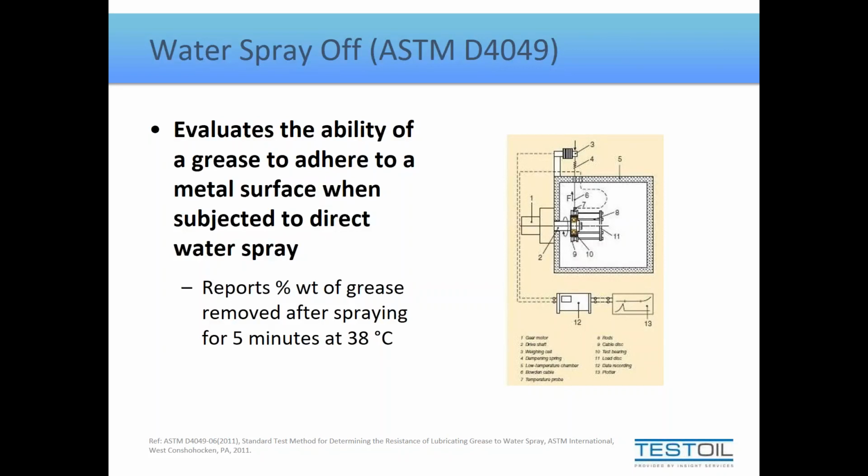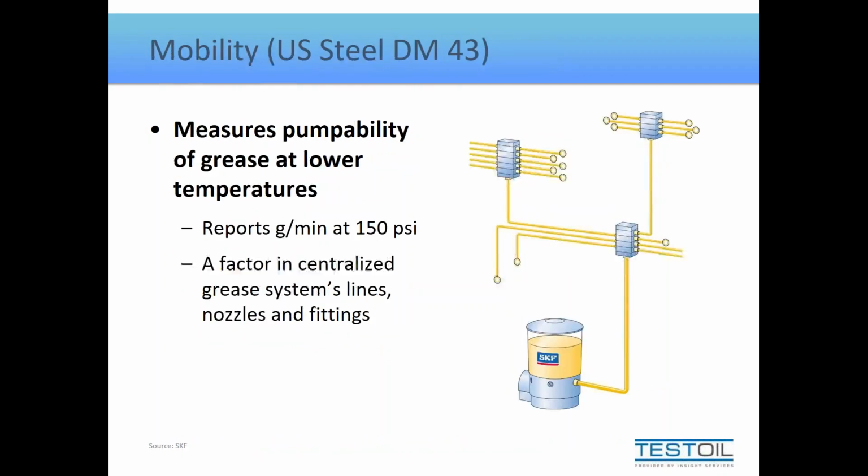Now, one of the other performance property tests that doesn't belong to ASTM but is often reported is a US Steel DM43 mobility test. This test characterizes what is the flow rate in grams per minute at 150 psi. So you need to be aware of what temperature it's run at, and make sure again that you're comparing apples to apples, or at least reasonable apples to apples, that you're not looking at results that are 20 or 30 degrees apart. Temperature-wise, you want to make sure they're at least similar temperatures if you're trying to determine the flow characteristics or how mobile the grease will remain in colder temperatures.